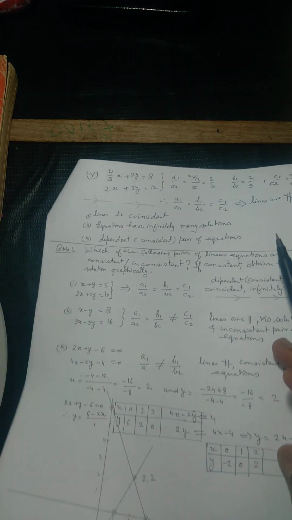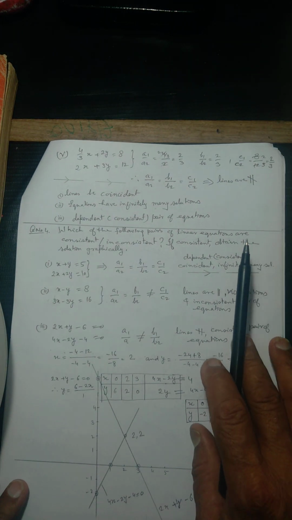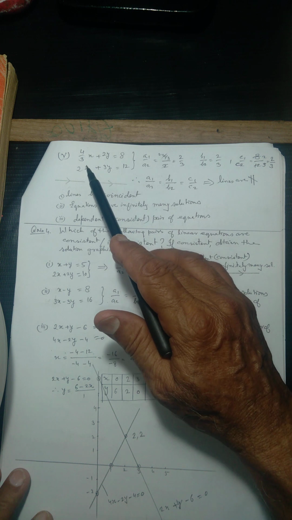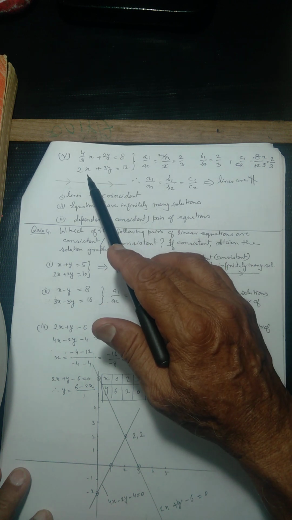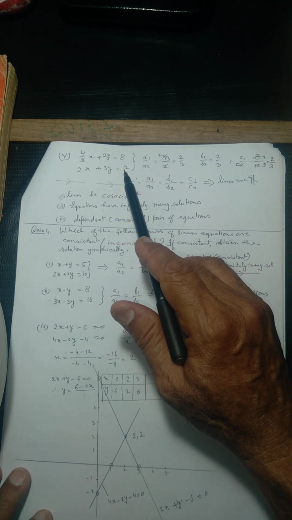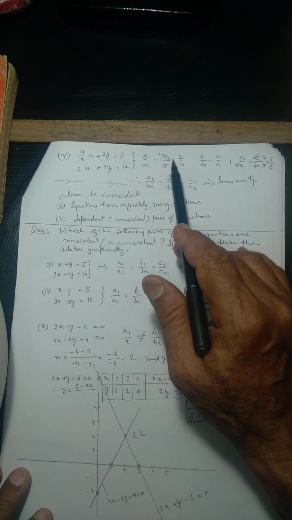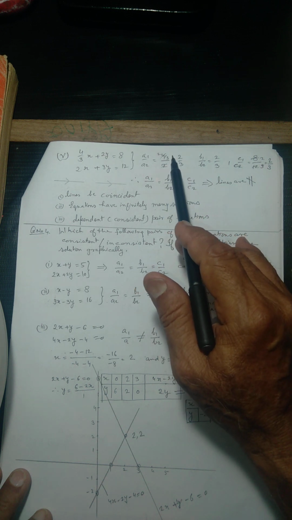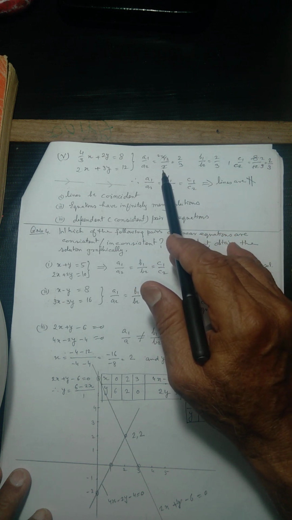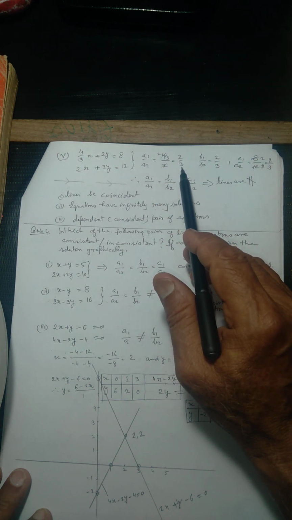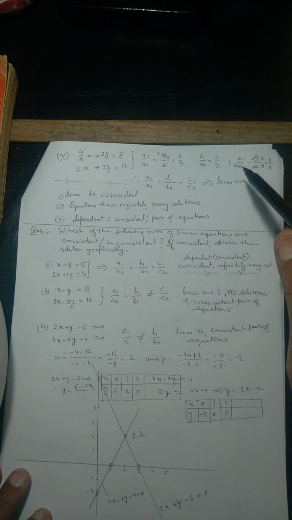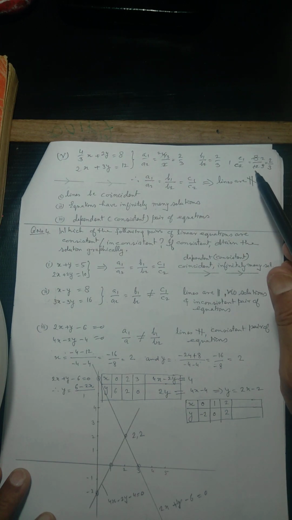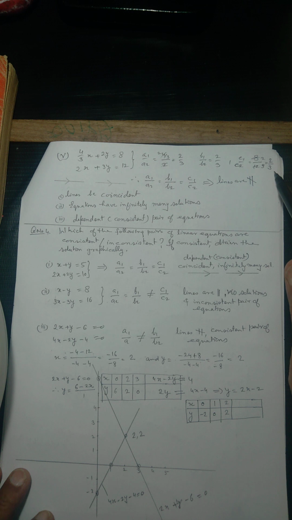Now proceed to the fifth part of question number 3. That is 4 by 3 x plus 2y equal to 8 and 2x plus 3y equal to 12. So a1 by a2 is equal to 4 by 3 divided by 2. So solve it, you will get 2 by 3. Here b1 by b2, you will get 2 by 3 again. Now c1 by c2, solve it, you will get 2 by 3.